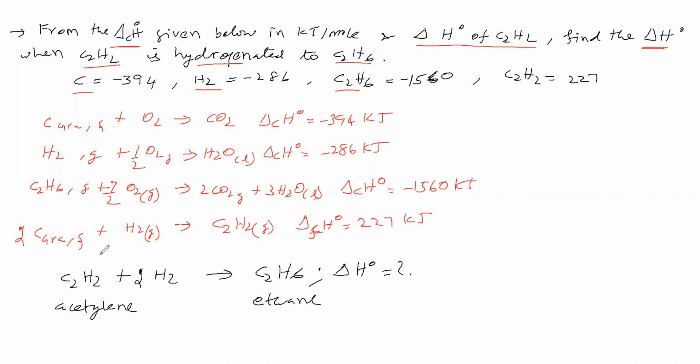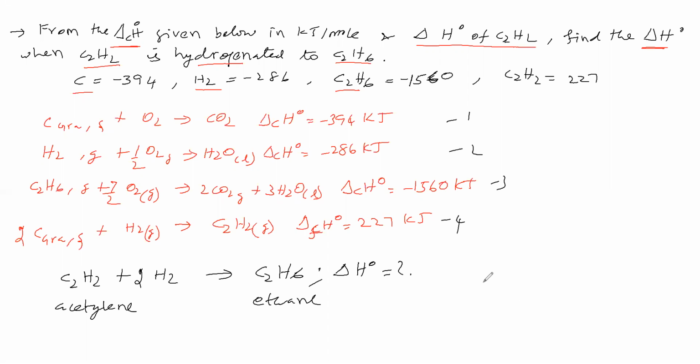Where is acetylene available? You see, acetylene is available in the fourth equation. Therefore, we have to reverse the fourth equation. Why? We want acetylene on the left side, but it is available in the fourth equation on the right side. So in order to bring acetylene to the left side, reverse the fourth equation. On reversing, we get acetylene on the left side.